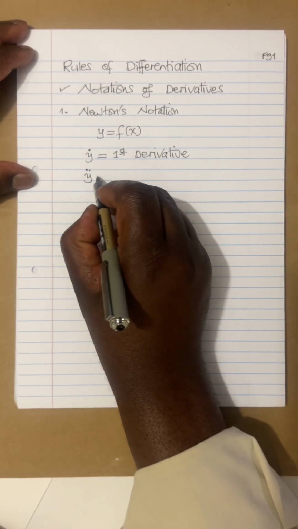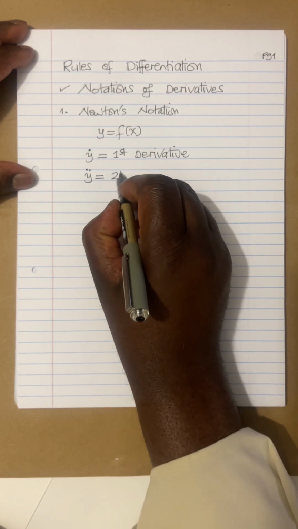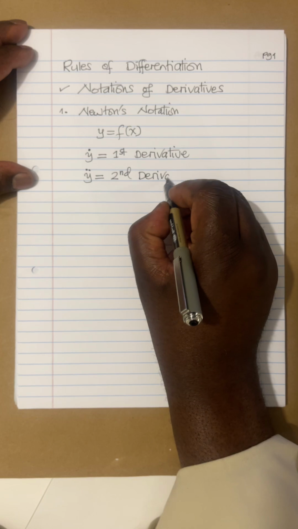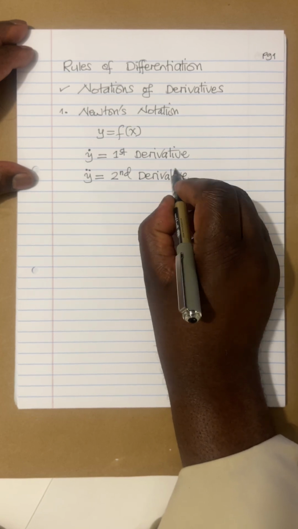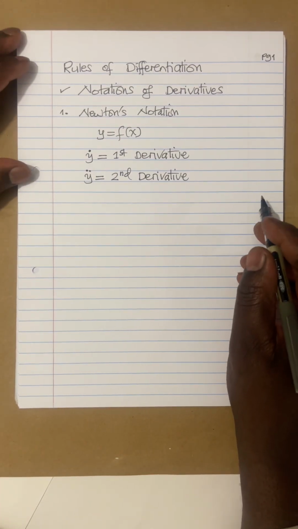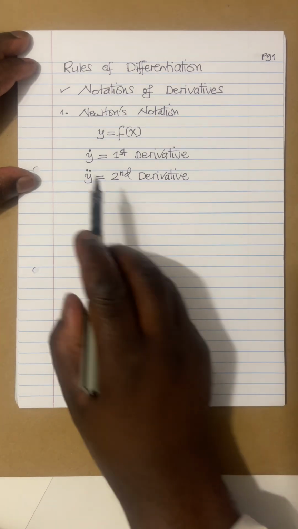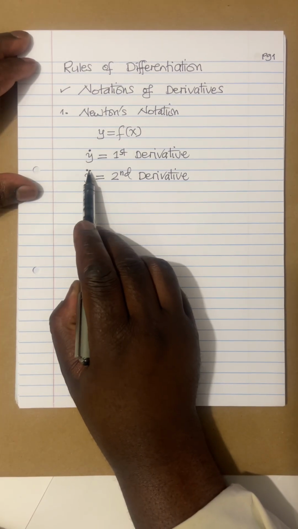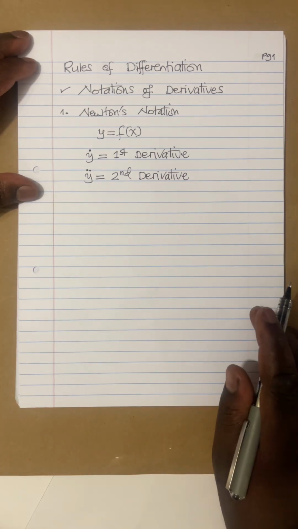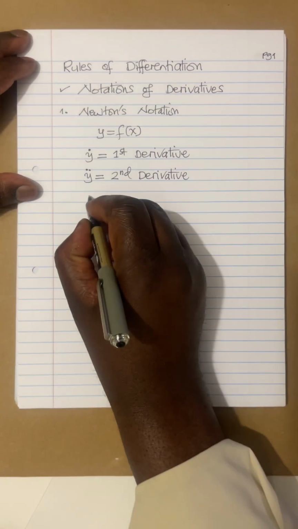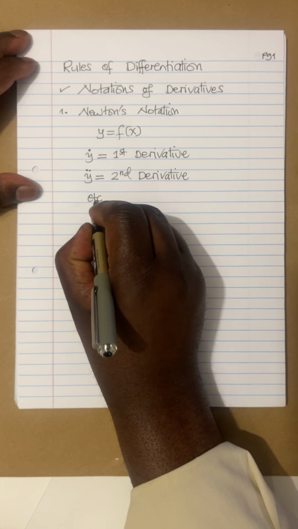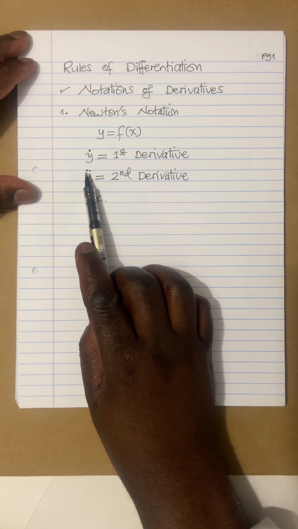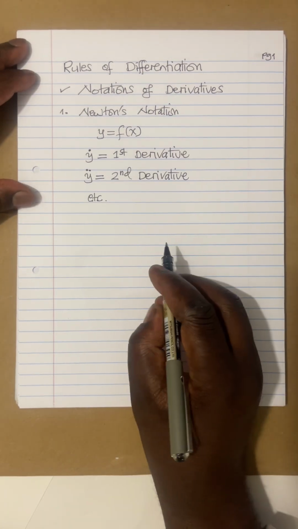Y dot dot represents the second derivative. So in other words, when you're given a function f of x, you differentiate the first time, it will be y dot. If you differentiate the second time, it will be y dot dot, right? That's the second derivative. And then you can carry on, etc. In other words, if you want the third derivative, there will be 3 dots on the top there, right? That's Newton's notation.